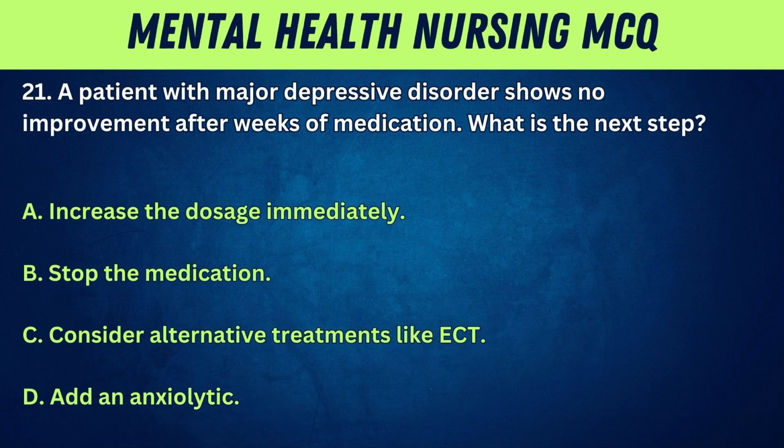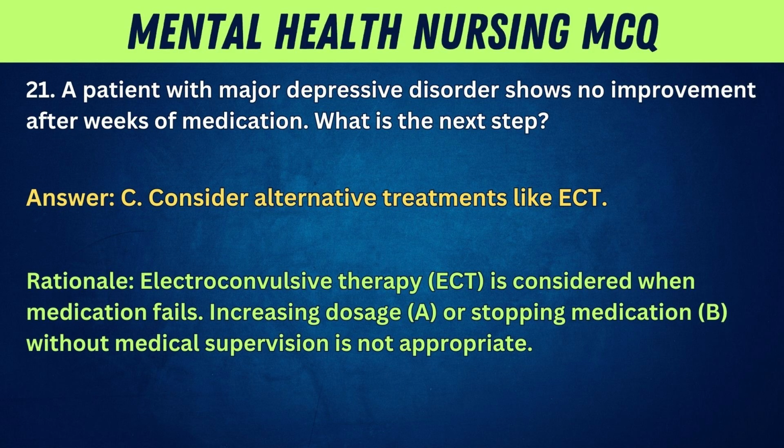21. A patient with major depressive disorder shows no improvement after weeks of medication. What is the next step? A. Increase the dosage immediately. B. Stop the medication. C. Consider alternative treatments like ECT. D. Add an anxiolytic. Answer: C. Consider alternative treatments like ECT. Rationale: electroconvulsive therapy, ECT, is considered when medication fails. Increasing dosage, A, or stopping medication, B, without medical supervision is not appropriate.